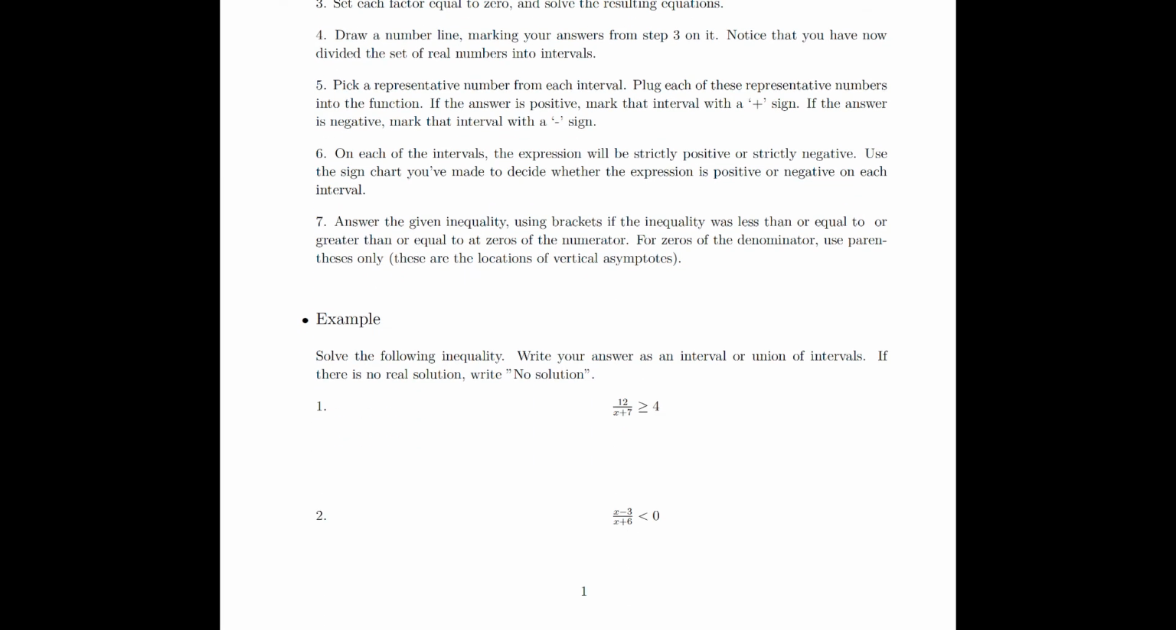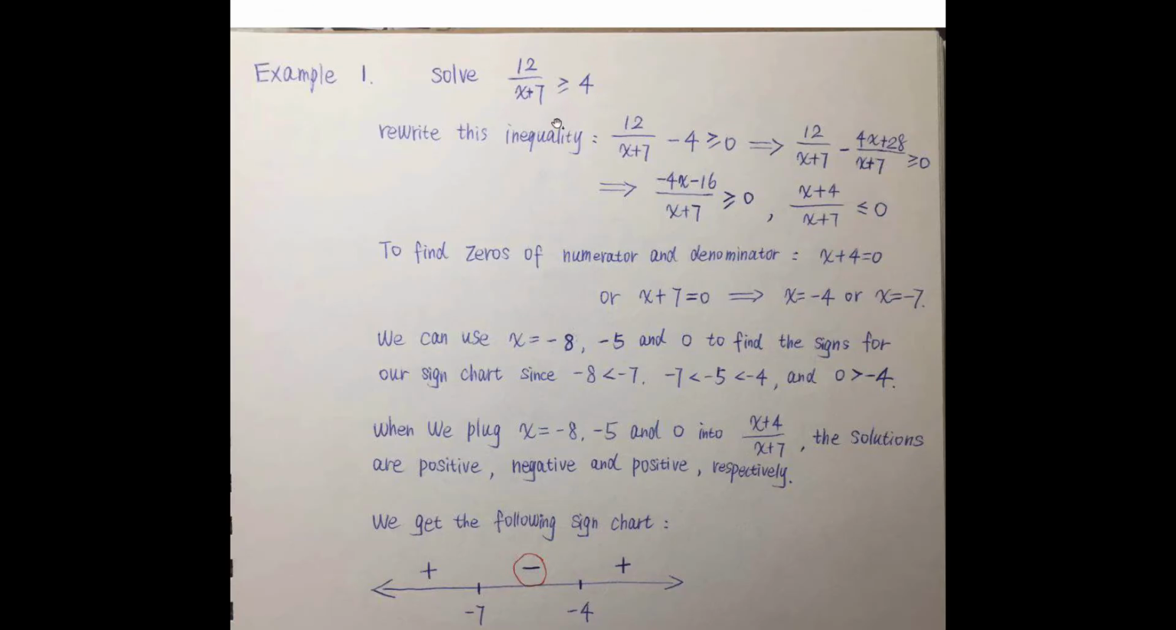Okay, so here is example 1. So we have 12 over x plus 7 greater than or equal to 4. We see that it's a rational expression. We see that it's an inequality. We see that we do not have 0 on the right-hand side. So the first step that we will do is we will subtract 4 from both sides so that we can have 0 on the right-hand side.